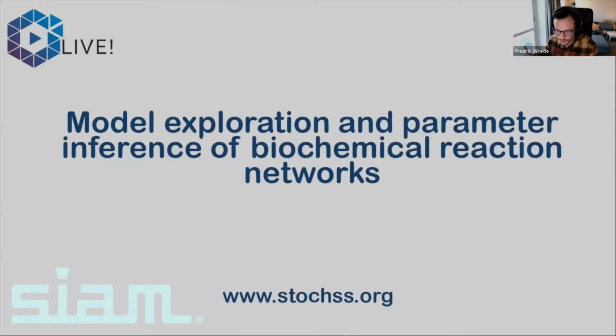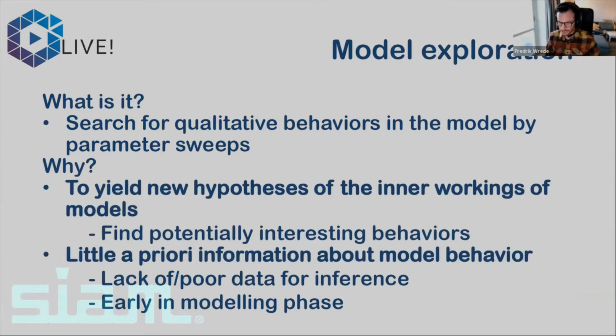Okay, so before we go into the live tutorial, I need to give you some, at least, background on what we mean by model exploration and parameter inference of biochemical reaction networks. In model exploration, the objective is really to try to search for different qualitative behaviors that are being produced by a model. And we do that by varying different conditions in the model, the parameters, in the form of parameter sweeps. So given some initial design or some priors of the parameters, you can sample parameter points, and we then simulate those, and we like to observe what kind of dynamic behaviors are being produced by the model.